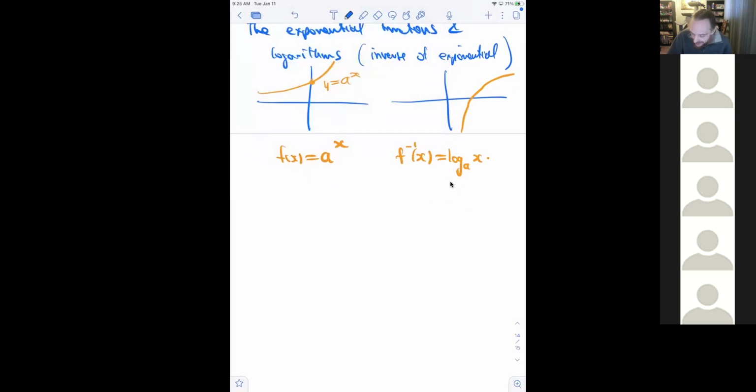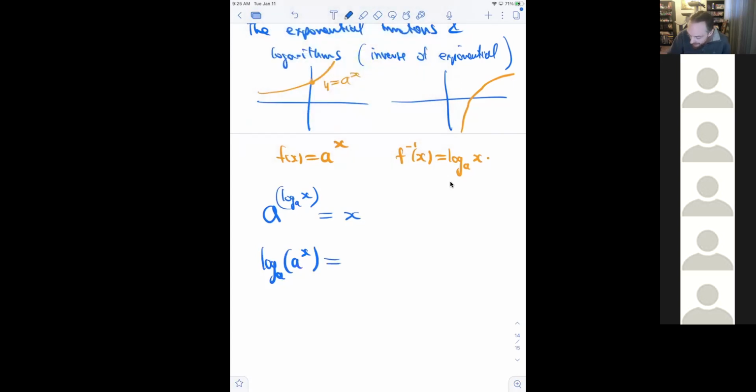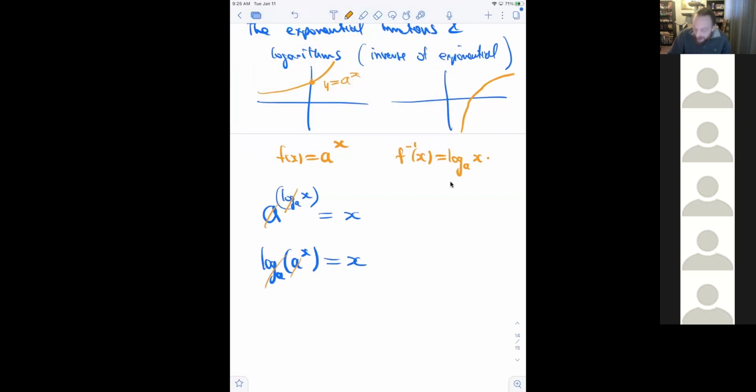But we have cancellation laws. This says that if you have a to the log base a of x, that is going to equal x, because that's f following f inverse. And if you have log base a of a to the x, as soon as they touch each other, this is going to equal x. It looks like they're canceling each other, and they are. These are the cancellation laws for the exponential functions and logarithms.